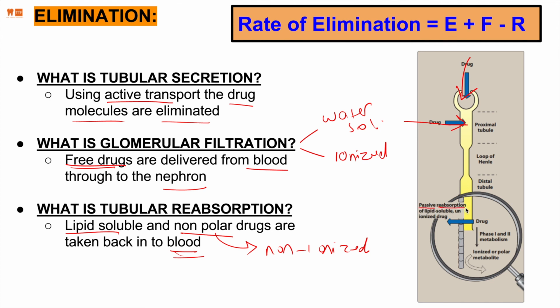Now, this is important here in the magnification glass here. Passive reabsorption of lipid soluble and unionized drugs from the distal tubule will then lead to phase 1 and phase 2 metabolism, and then ionized or polar metabolites, right? So it gets reabsorbed, and then the drug gets into the metabolism, and then it becomes polar and a metabolite after its second life, after reabsorption, and then it gets eliminated. So that's very important here.